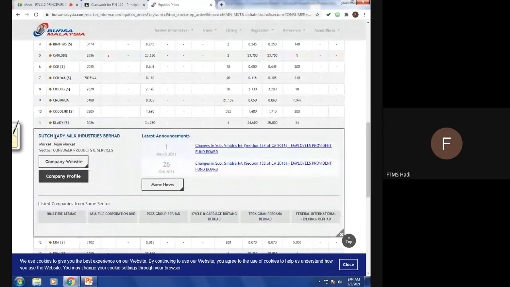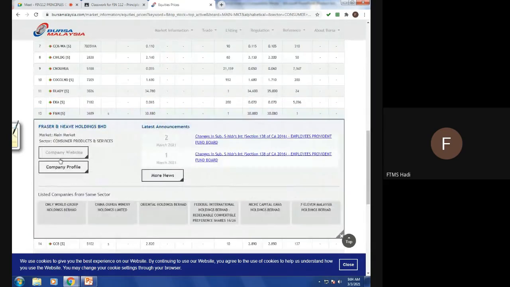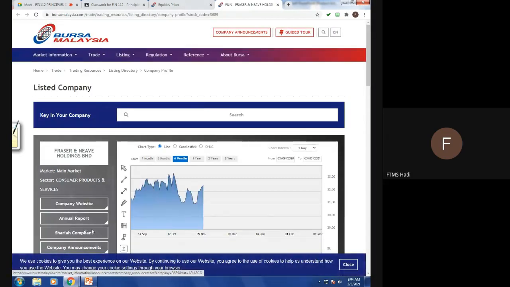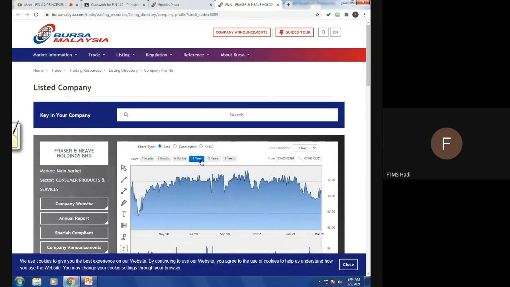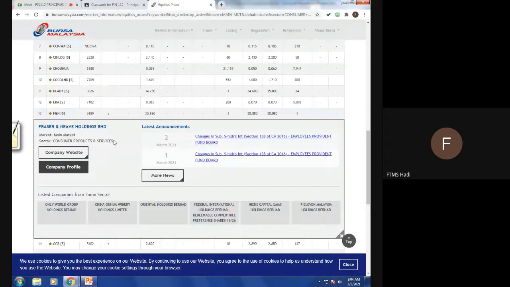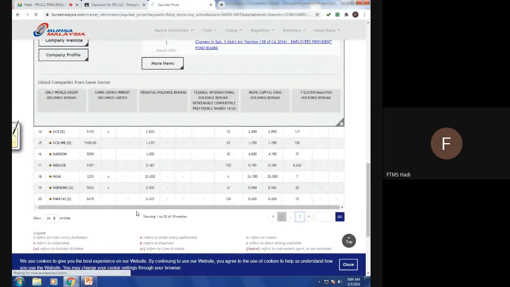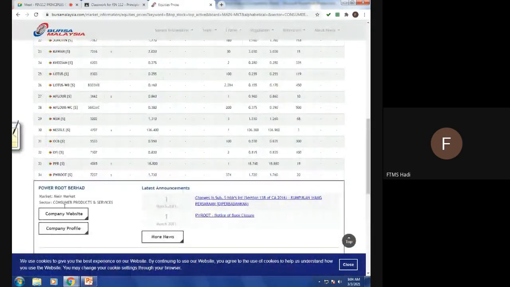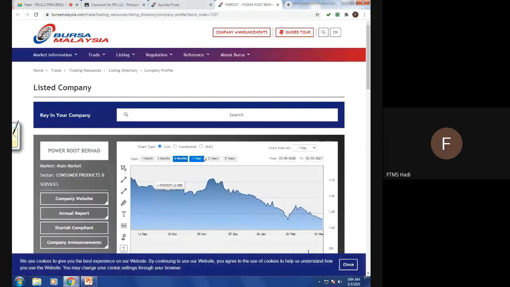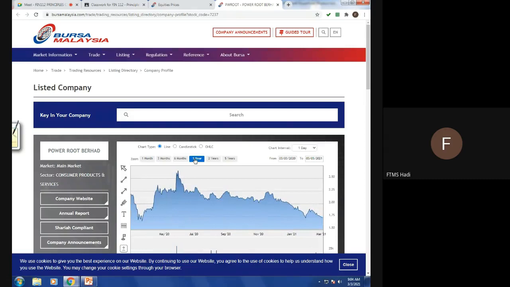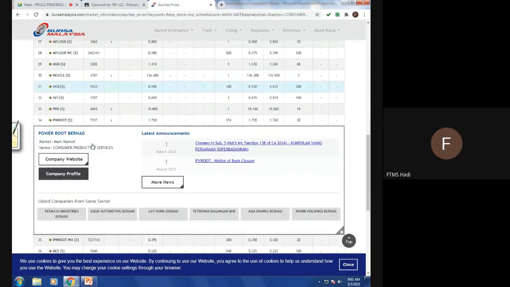Okay, let's have a look at another example. Let's say F&N. I cannot see the trend. It's more of a flat trend. How about Power Root? Okay, this one is also bearish, because you see here it goes down from 2 ringgit 65 cents until 1.7. So that means around 80 cents to 1 ringgit or something like that.